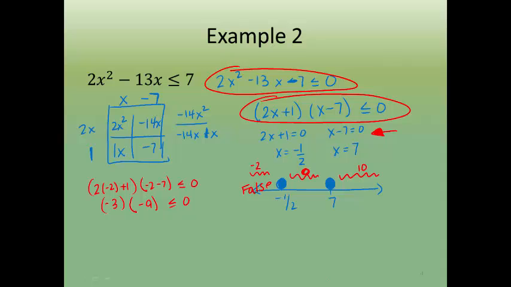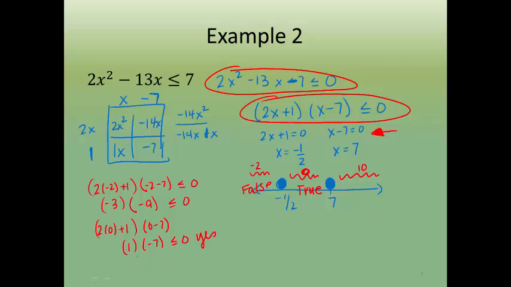So this is false over here. Let's try substituting in a 0. That's 2 times 0 plus 1 times 0 minus 7. That gives me a positive 1 times a negative 7, which is less than 0. So this works right here. This is true in between.